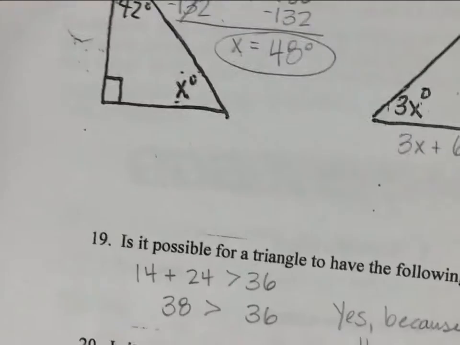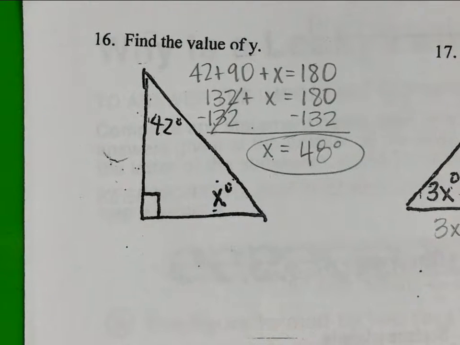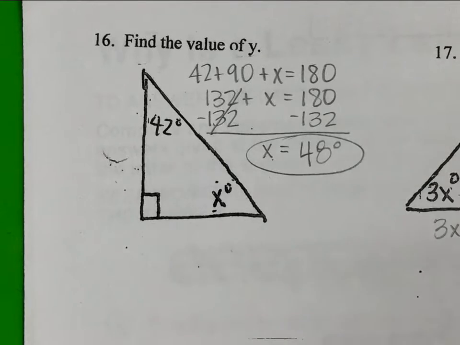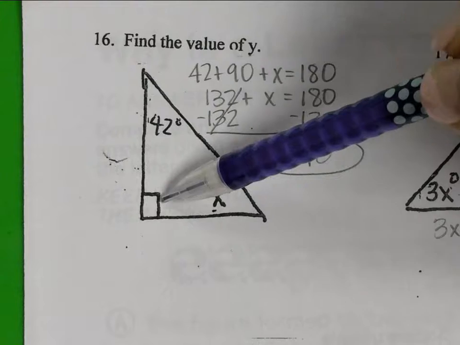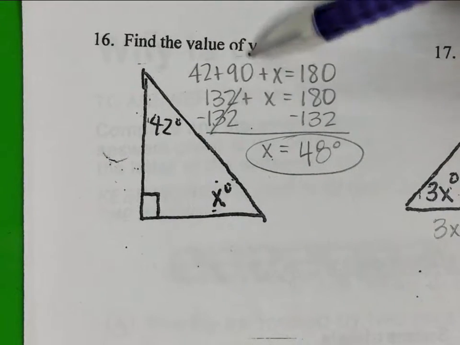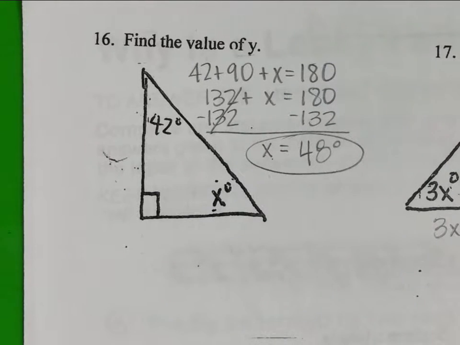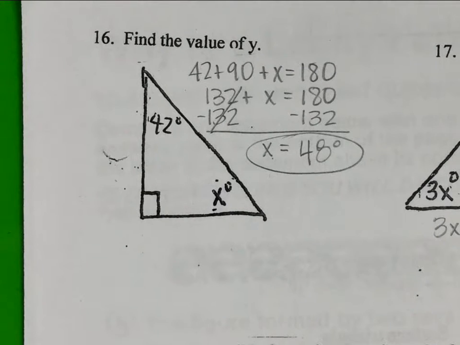All right, flip over. Number 16, we are finding the value of x. So remember, all three angles of a triangle have to add up to what? 180. So that means 42 plus x plus 90 has to equal 180. So you write your equation, and then you combine like terms. So 42 plus 90 gives me 132. And then subtract that 132 from both sides, and x is equal to 48 degrees.